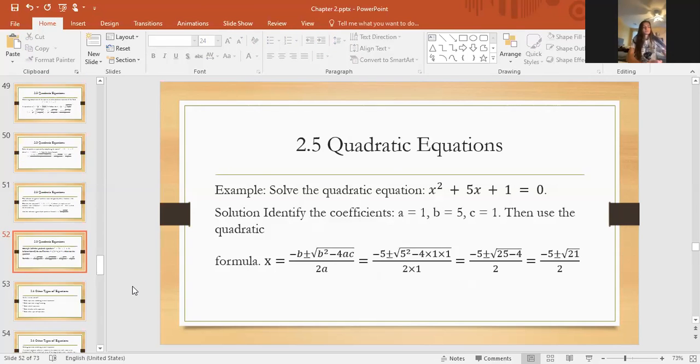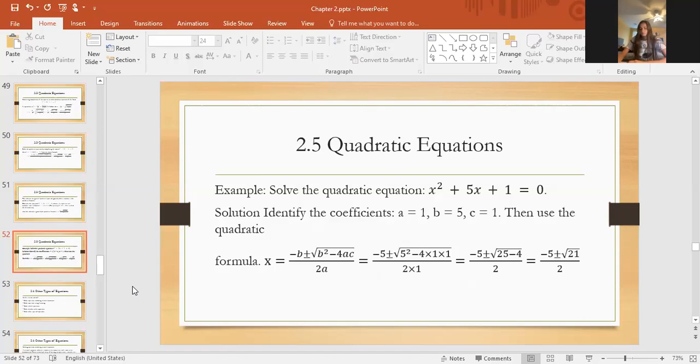This is an example. We want to solve the quadratic equation x squared plus 5x plus 1 equals 0. So we have a, b, and c. We can compute the discriminant, which will be 5 squared minus 4ac. a is 1 and c is 1. So it is 5 squared minus 4.